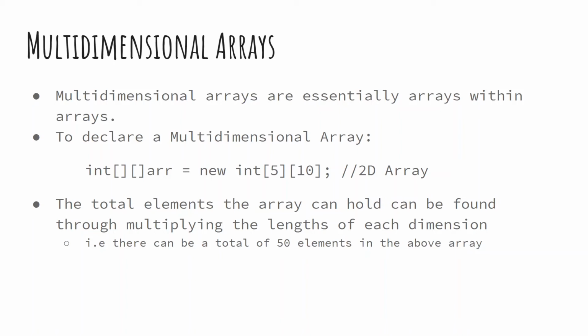And to find the total elements an array can hold, you can simply multiply the lengths of each dimension. So for example, in this, you would multiply 5 times 10, and that means there would be 50 elements in total in the array.